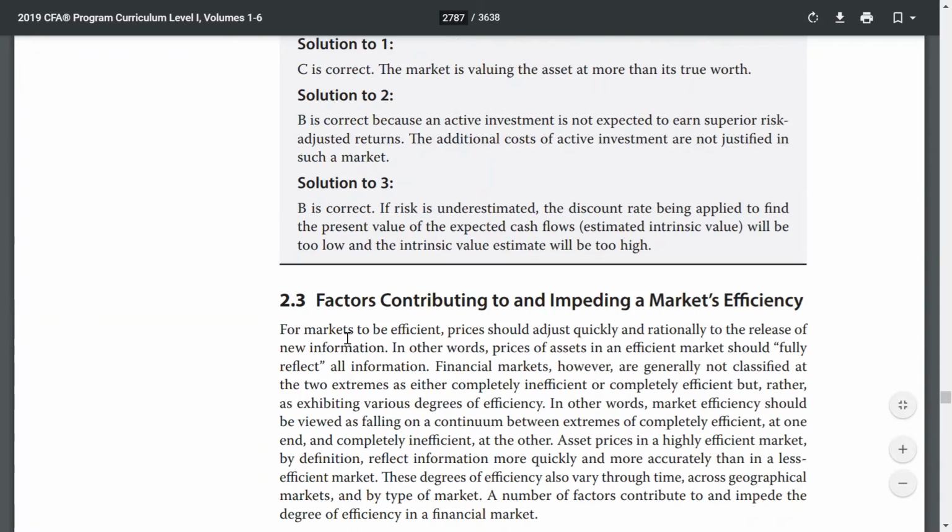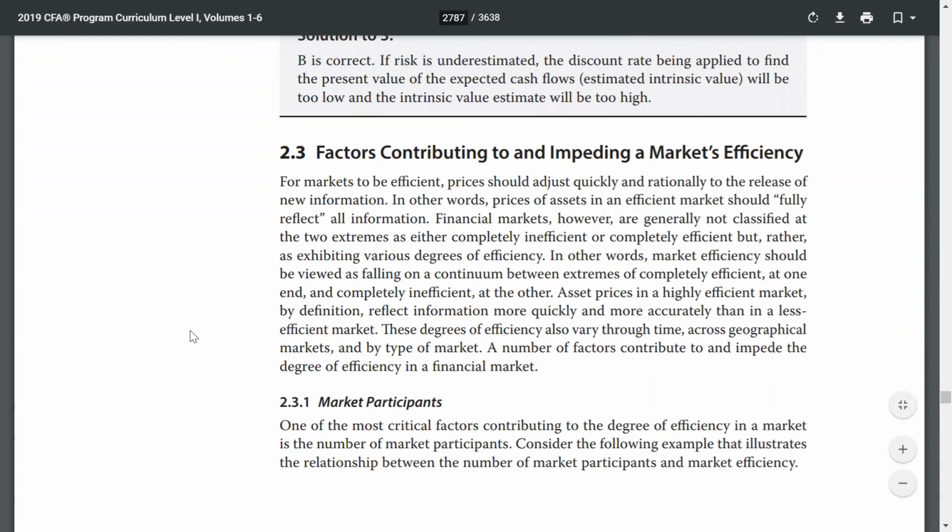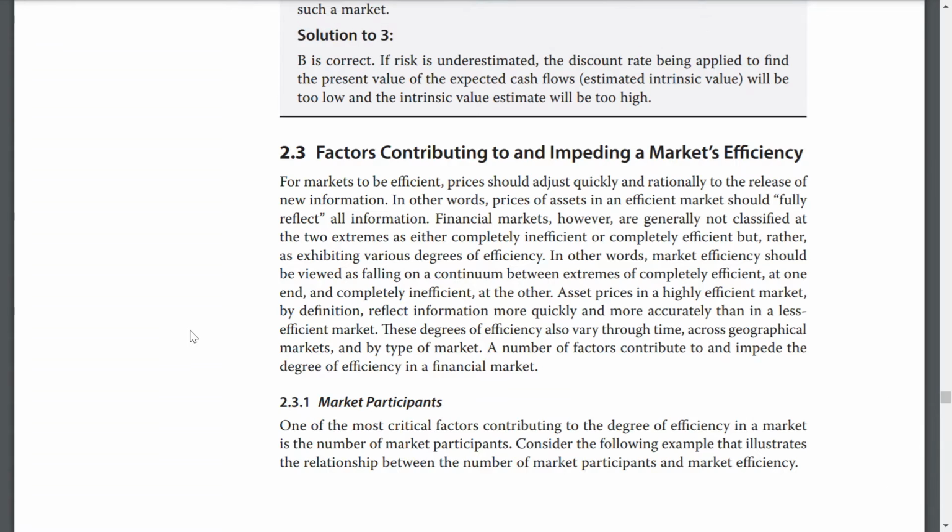Factors contributing to impeding the market's efficiency. For a market to be efficient, prices should adjust quickly and rationally to new information. In other words, prices of assets in an efficient market should fully reflect all information. Financial markets, however, are generally not classified as two extremes, either completely inefficient or completely efficient, but rather as having various degrees of efficiency. In other words, market efficiency should be viewed as falling on a continuum between the extremes of completely efficient at one end and completely inefficient at the other.